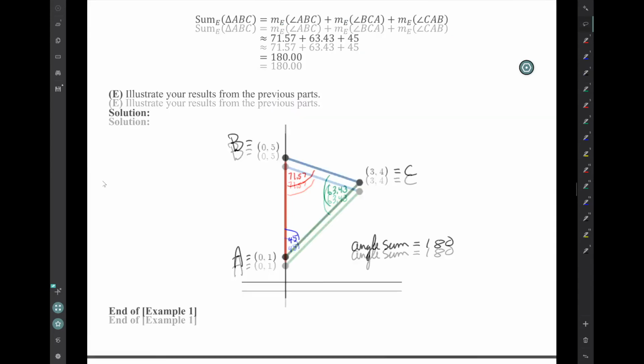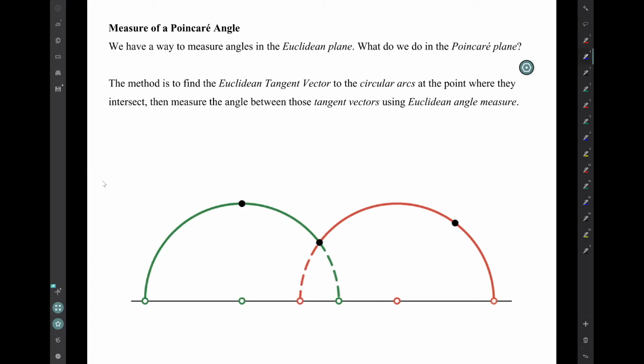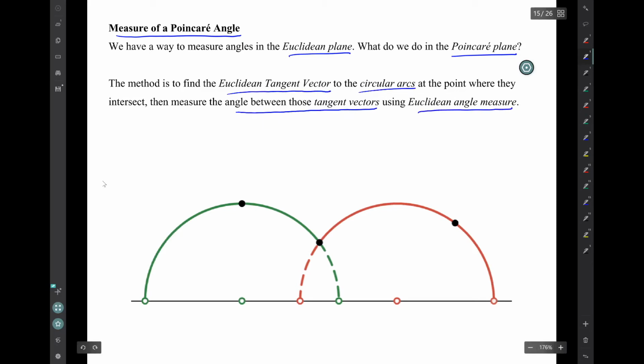Let's go on. Now I want to talk about the measure of a Poincaré angle. So we have a way of measuring angles in the Euclidean plane. What do we do in the Poincaré plane? Well, the method is to find the Euclidean tangent vector to the circular arcs at the point where they intersect, and then measure the angle between those tangent vectors just using regular Euclidean angle measure.